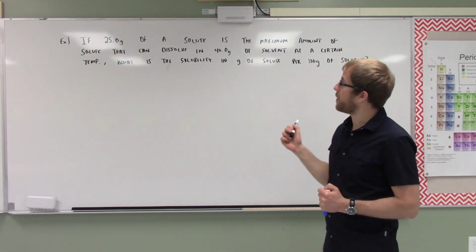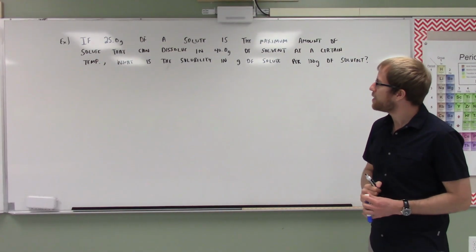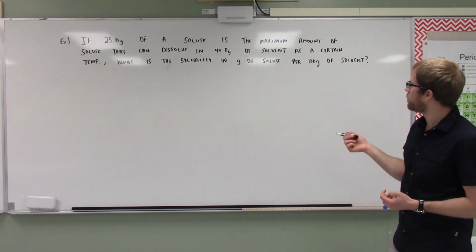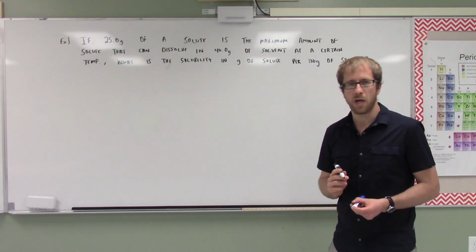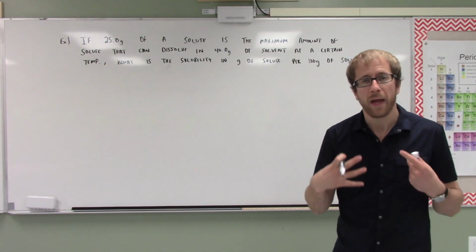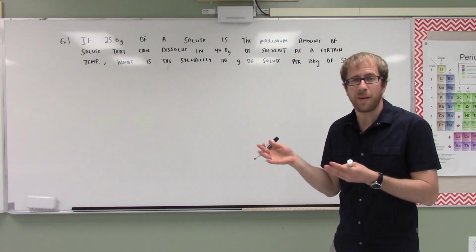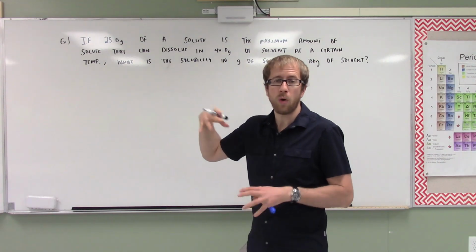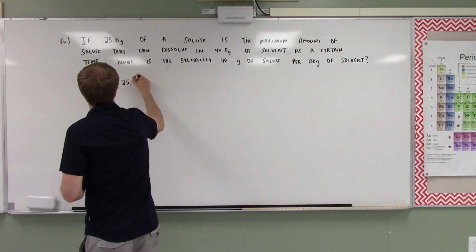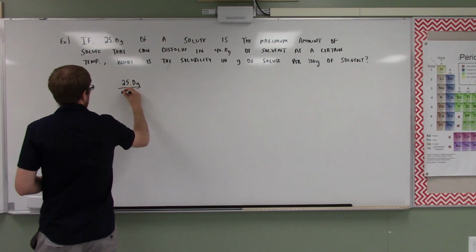Okay, so now let's do a couple examples to show you how we could work with these units of solubility. First example, if 25 grams of a solute is the maximum amount of solute that can dissolve in 40 grams of solvent at a certain temperature, what is the solubility in grams of solute per 100 grams of solvent? When we're solving problems like this, the easiest way in my mind is to set them up as equivalencies. Because really what's happening here is we have some ratio of solute to solvent, in this case 25.0 grams of our solute per 40 grams of our solvent.